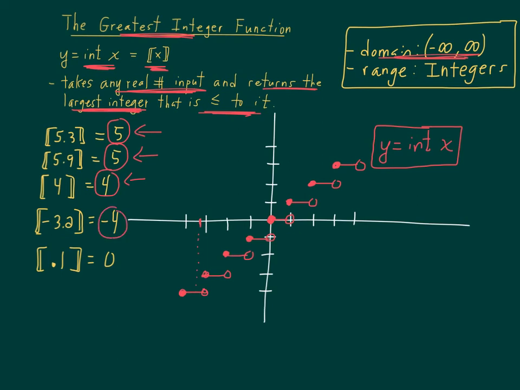Likewise, 0.1 would be right there. That's equal to 0. Okay, so the graph looks like a series of steps. It's important to remember that you have a closed circle on the left, and you have an open circle on the right. That is going to be true of every piece as you climb up or down this greatest integer function.